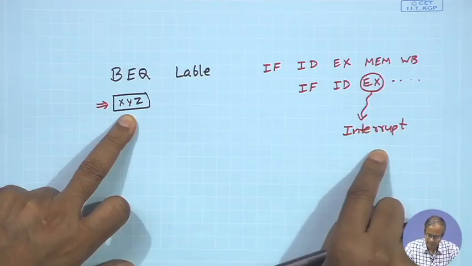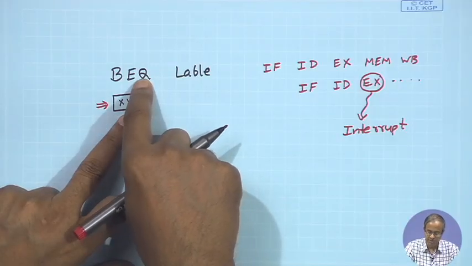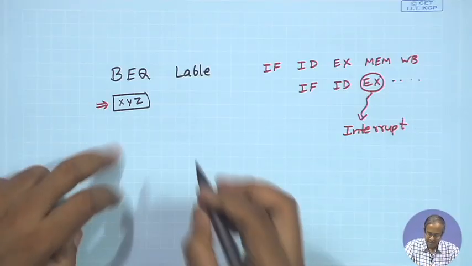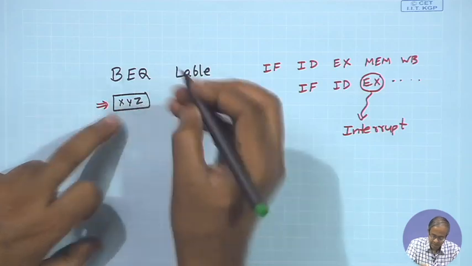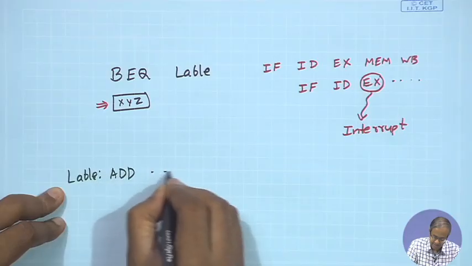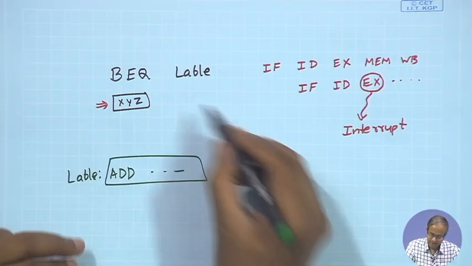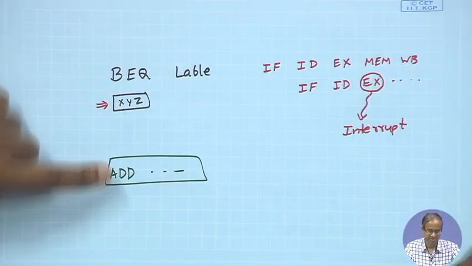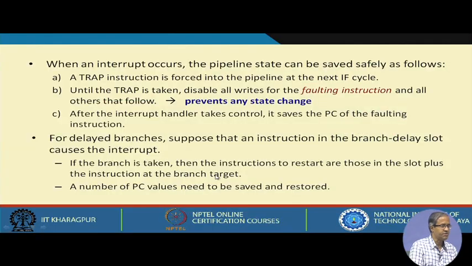You will have to stop everything, not only this, but also this branch instruction, you cannot jump to the label. So, you will have to stop everything, and when you come back, you will have to restart not only this XYZ, but also the instruction that is there at this target label, let us say an add instruction. So, multiple program counter values have to be saved, the PC of this XYZ and also the PC of this one. This is what is mentioned here. The instructions to restart are those in the slot plus the instruction at the branch target, which needs a number of PC values to be saved and stored.